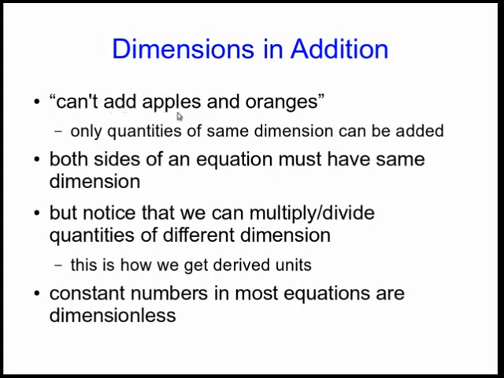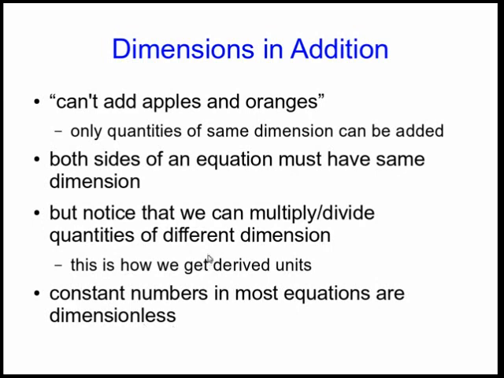You've heard that you can't add apples and oranges. Well, you can't add kilometers and years. You can only add quantities of the same dimension. And the two sides of an equation have to have the same dimension. We can multiply and divide them. We've already done that, right? That's how we got that a speed is in meters per second, by dividing a length by a time.